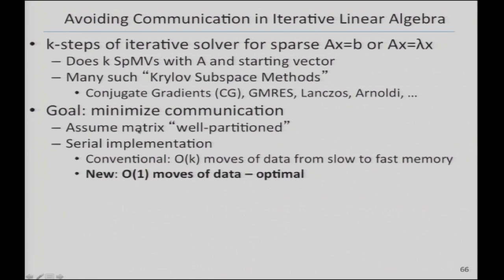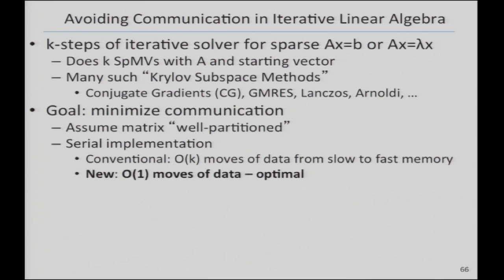In the serial implementation, I have this loop. The inner loop does matrix vector multiply. The matrix is too big to fit in cache, so every time through the loop, I have to stream the matrix from slow memory to fast memory. So my communication cost, the bandwidth, is going to grow proportional to the number of steps of the algorithm. That's the conventional one. The new algorithm is going to move the data once from slow memory to fast memory and take k steps. One is a lower bound. So I'm going to take k steps of the algorithm and move the data once.